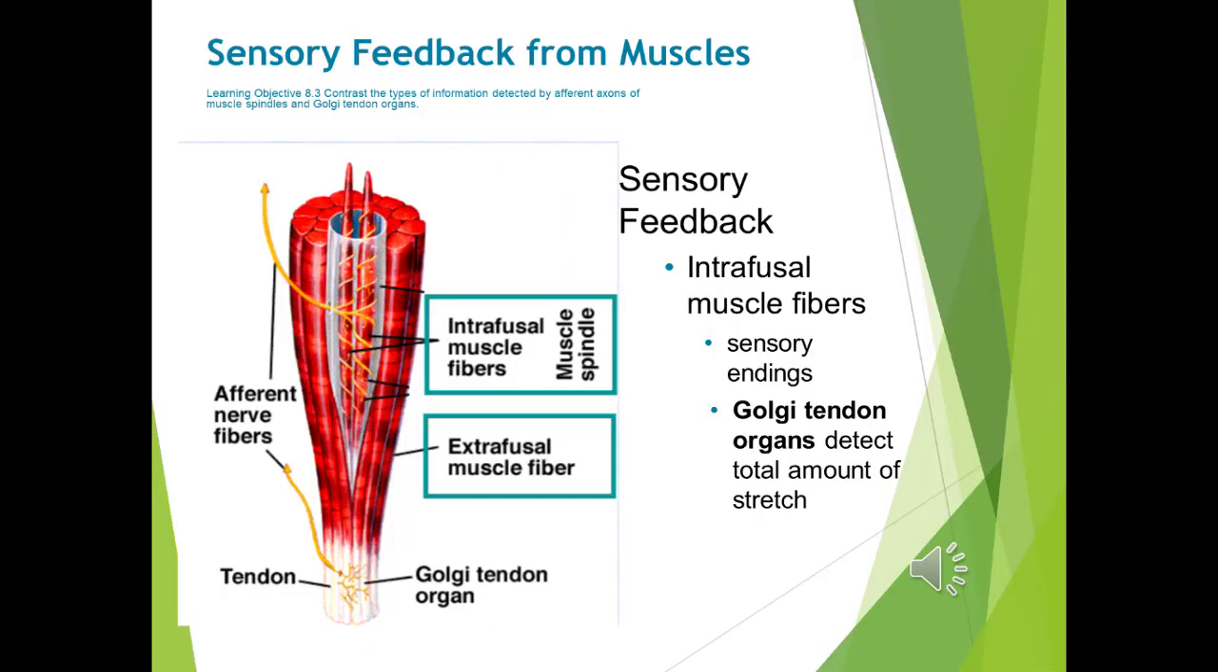Sensory feedback is supported by sensory nerve endings that are sensitive to stretch and contained by intrafusal muscle fibers. These sensory endings detect muscle length. Here, the Golgi tendon organs detect the total amount of stretch.